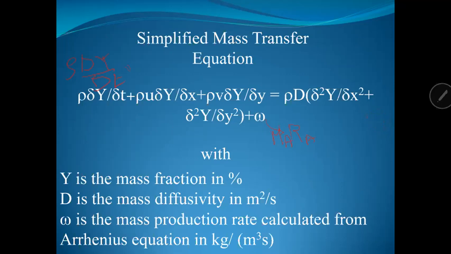Doctor, u is in meter per second, isn't it? U is the speed. U is the velocity. U and V are the velocities in meter per second.